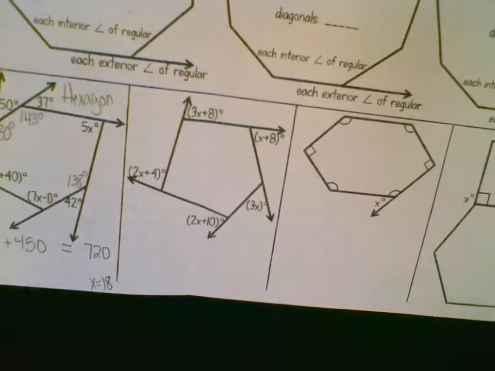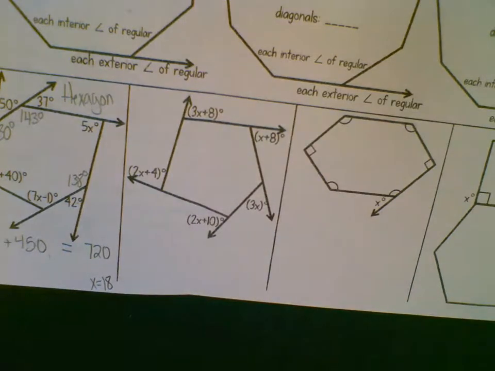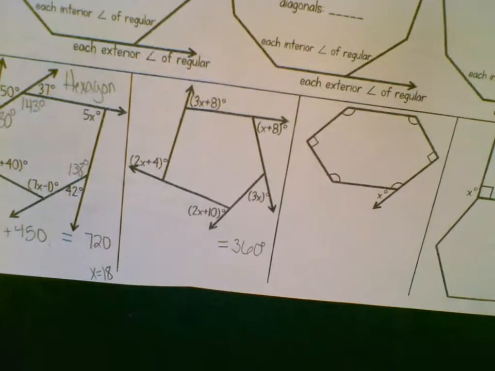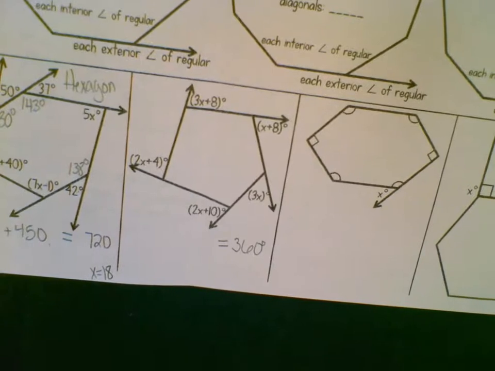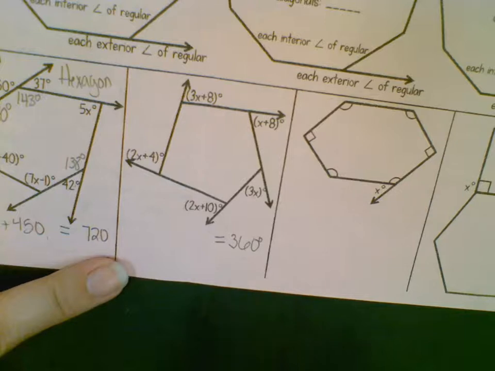So the next problem is completely different because this time they give us our exterior angles instead of the interior angles. So we're not going to try to figure out what the sum of the interior angles of a pentagon is. We're going to look at those exterior angles. So remember on the front we said that all of the exterior angles always add together to equal 360. So that means that no matter how many exterior angles you have, they all add to equal 360. So we're going to set all 5 of those exterior angles equal to 360.